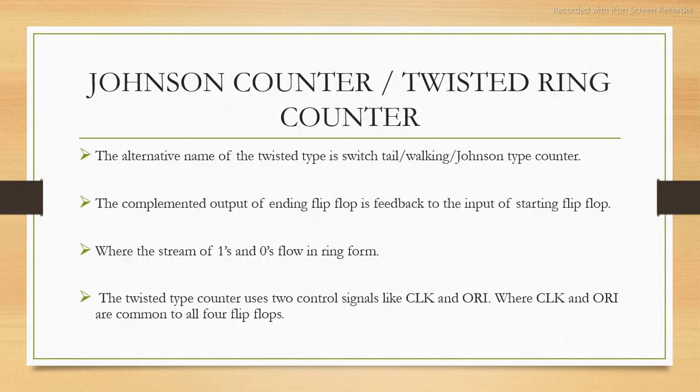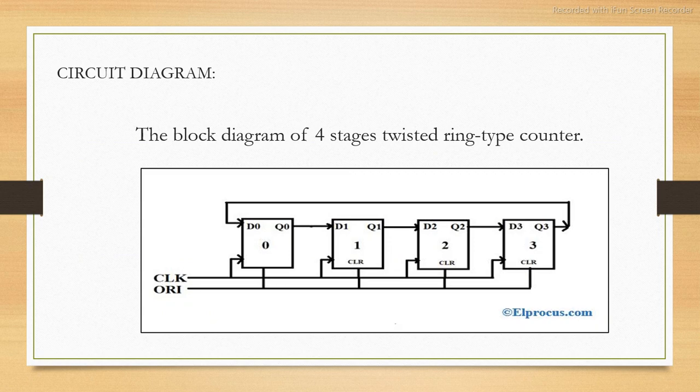And another one is the Johnson counter, or twisted ring counter. The alternative name of the shifter type is switch tail or Johnson type counter. The complement output of the ending flip-flop is fed back to the input of the starting flip-flop, where the stream of ones and zeros flows in a ring form. This is a circuit diagram for the twisted ring type. The complement of the output of the fourth flip-flop is connected to the first flip-flop.